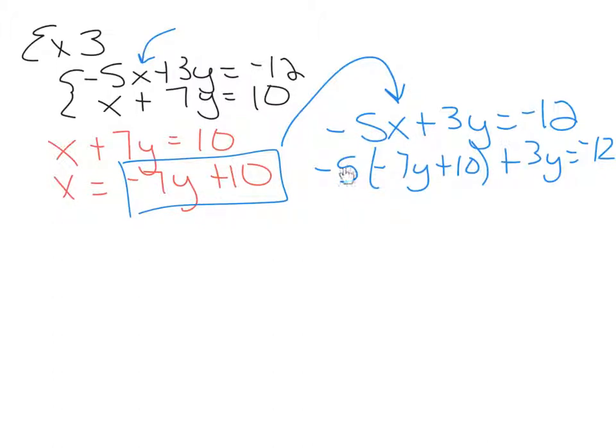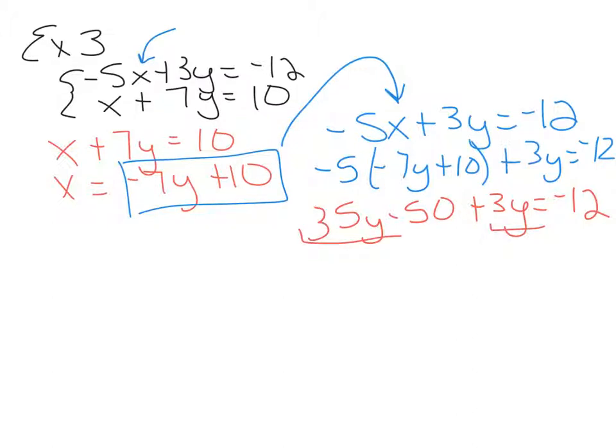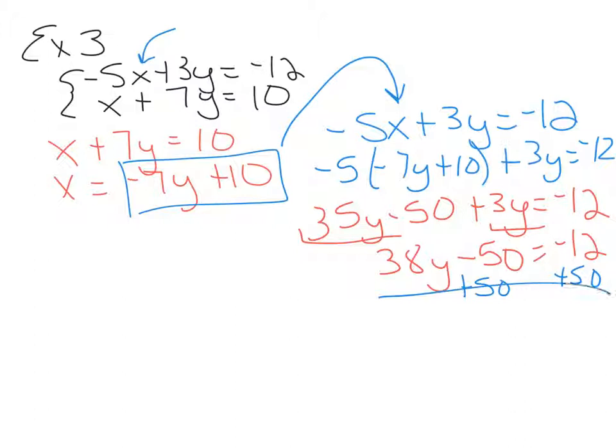Now just a matter of simplifying all this. So distribute, combine like terms, and all of that stuff. So what are we going to end up with here? 35y minus 50 plus 3y equals negative 12. 35y plus 3y is 38y. So 38y minus 50 equals negative 12. We're going to add 50. Still trying to isolate y here. So we have 38y equals 38. So of course when you divide by 38, you're going to have y equals 1.